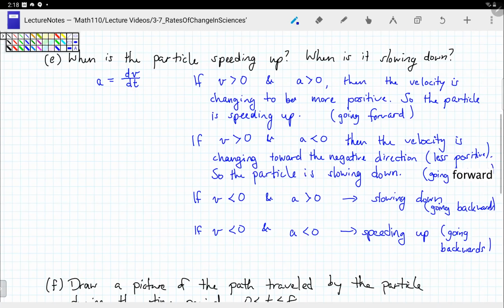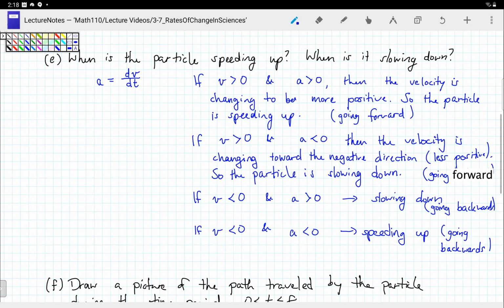Okay. So looking at this, you can summarize as this particle is speeding up if the velocity and the acceleration have the same sign. If you are going forward and you are accelerating in the forward direction, that means you're speeding up. If you're going backward and accelerating in the backward direction, you are speeding up, going backward. And if your acceleration and your velocity have opposite signs, then you are going to be slowing down.